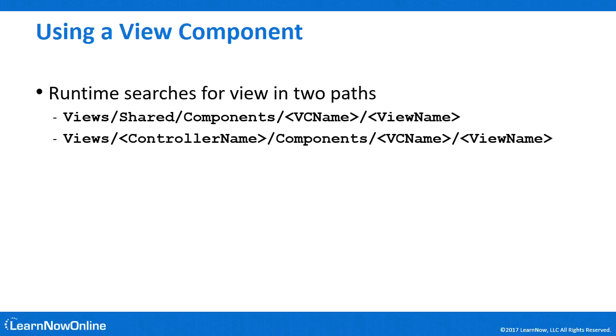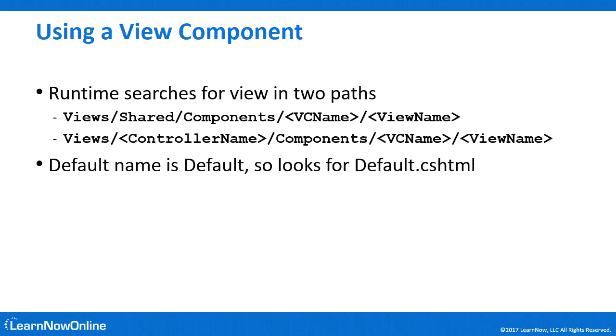Now, the default name for a view component view is Default, so it looks for Default.cshtml. You can specify a different view name, so it can be Floyd.cshtml. But then you need to provide that custom name when you call the view. You just pass it into the View method.